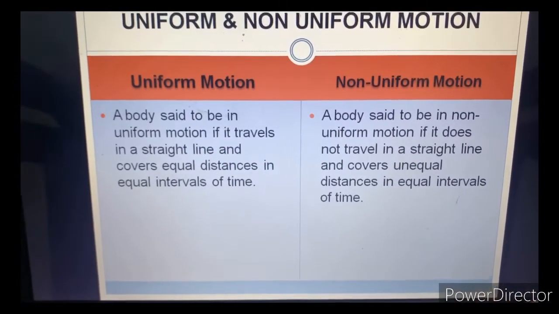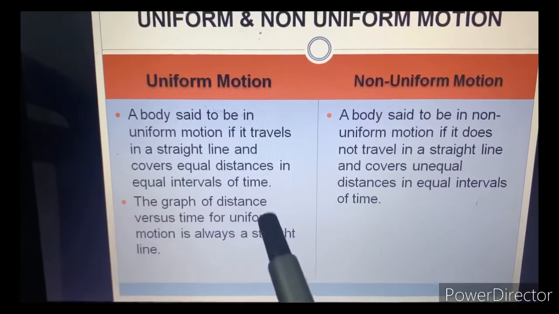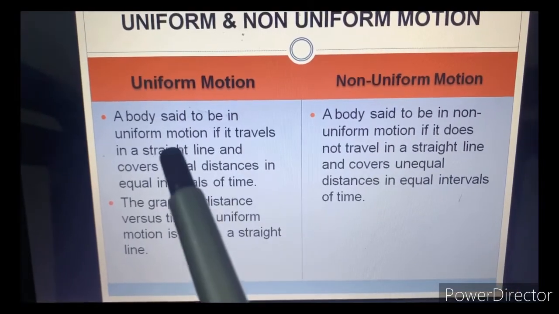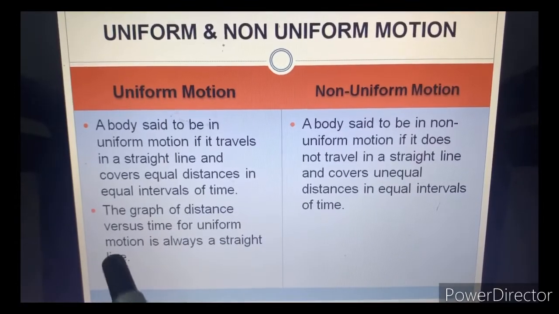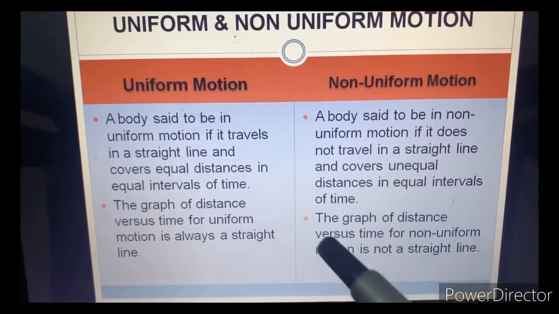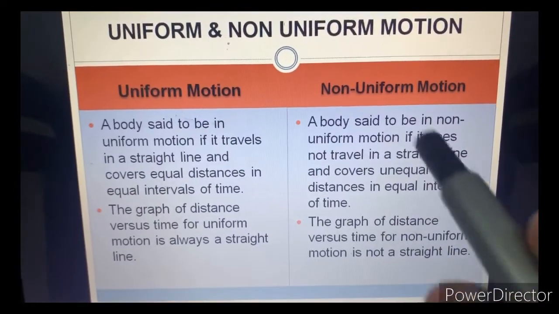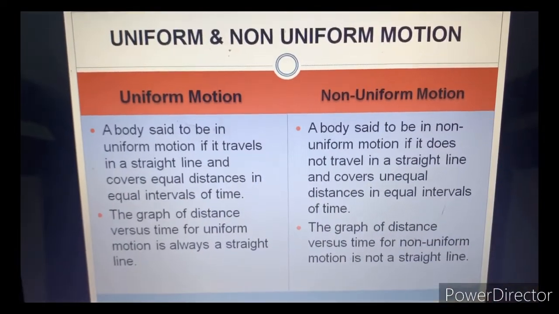And what about the graphs? The graph of distance versus time for uniform motion is always a straight line. This will also be clear when you see the next slide. And the graph of distance versus time for non-uniform motion is not a straight line. Now I will show the graphs of these two, uniform motion and non-uniform motion.